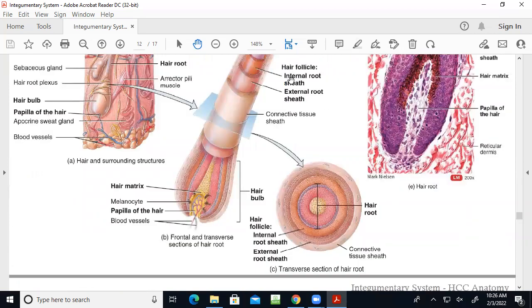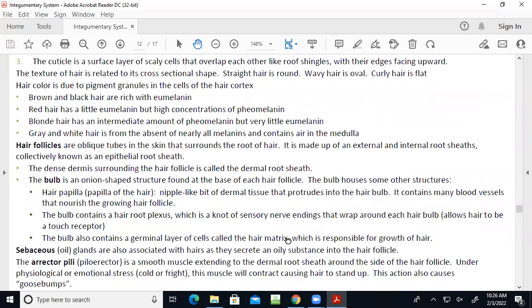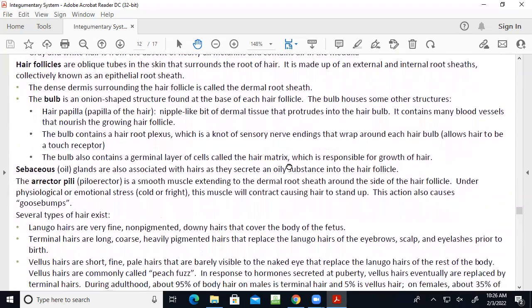Looking at our image here, you can see internal root sheath, external root sheath. Okay, those are also labeled down here at the bottom, although I'm not really worried about you identifying those in other pictures.